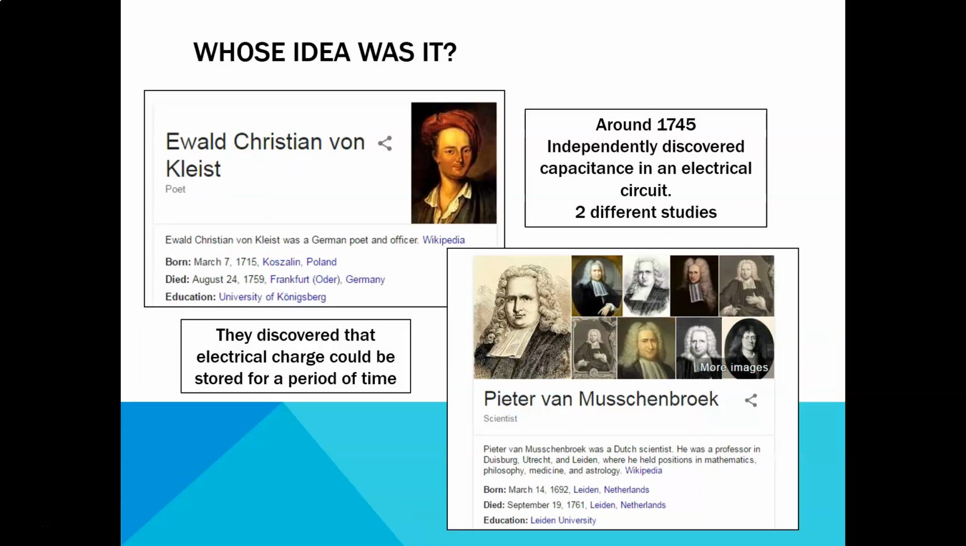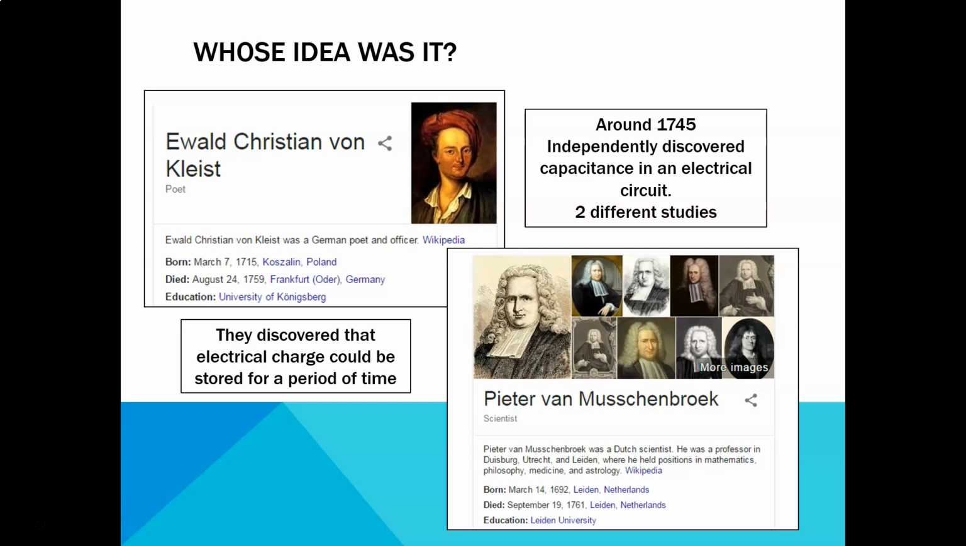So these 2 guys, 2 different places, look at the dates, right? Ewald over here was alive from 1715 to 1759, and Peter was 1692 to 1761. So you see that they overlap the same time frame. They were both alive at the same time. Around 1745, both of them figured out that there's a thing called capacitance in electrical circuits, right? 2 different studies. Both of them did it. Who gets the credit? They both did it. Same time. So really, they're the founders of this.